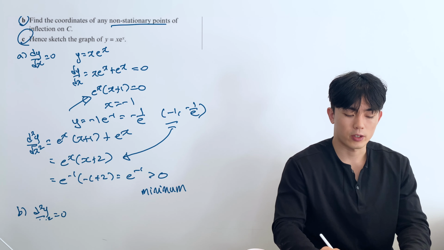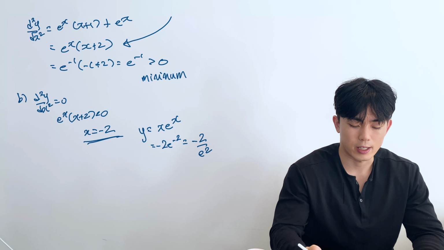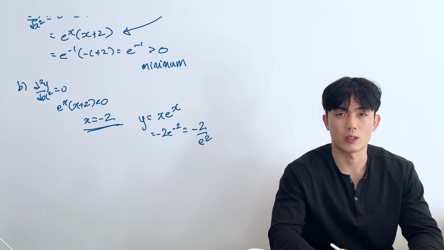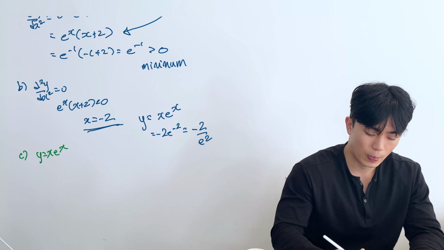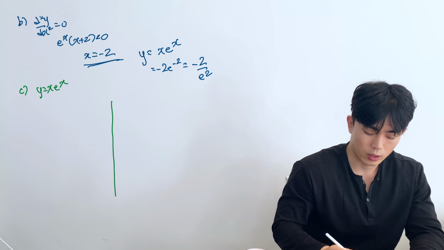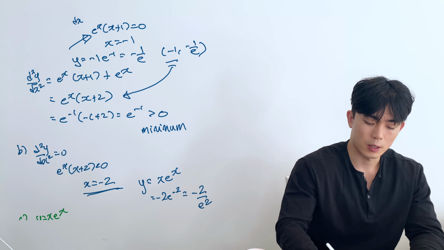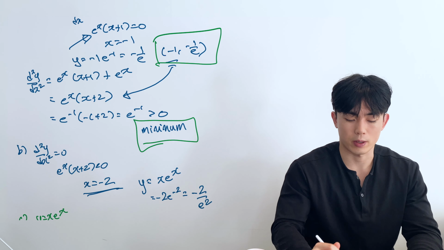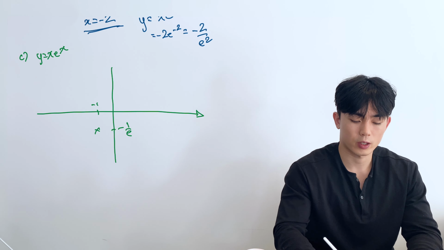And C is finally asking us, hence sketch the graph of y is equal to x e to the x. So as I said, we can now sketch these kinds of graphs because we've found a lot of different points, and we know where the maximum are, the minimum are, or the points of inflection. So y is x e to the x. Okay, things we do know is that in part B, the coordinate minus 1 comma minus 1 over e is a minimum point. So that's one point we can draw straight away. So minus 1 over e, this is going to be a minimum point.